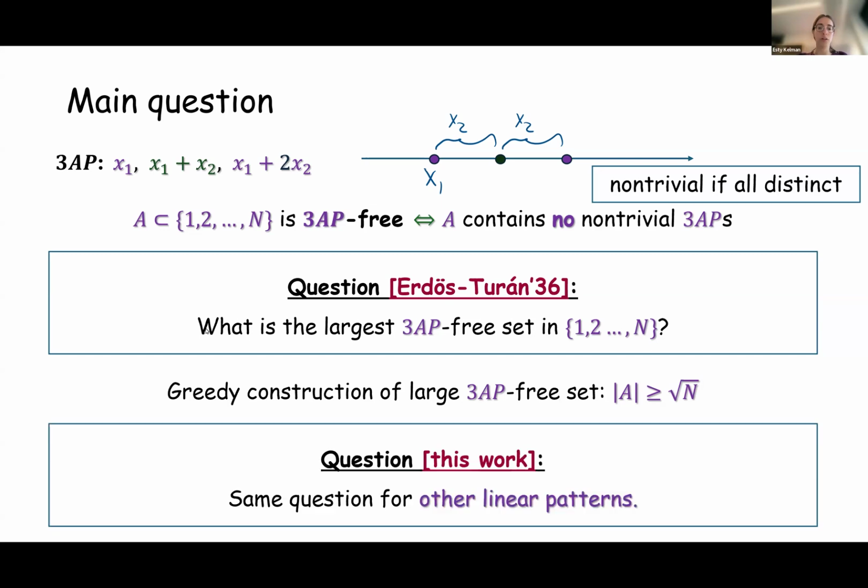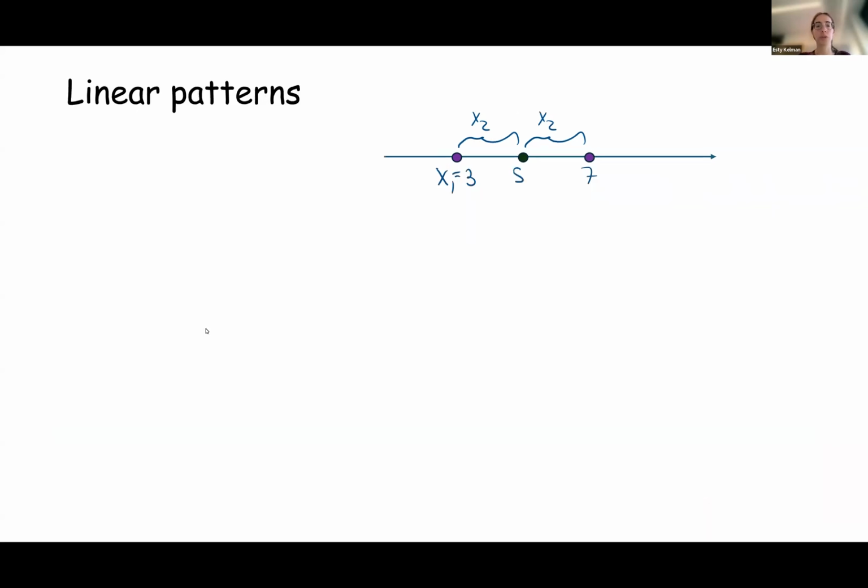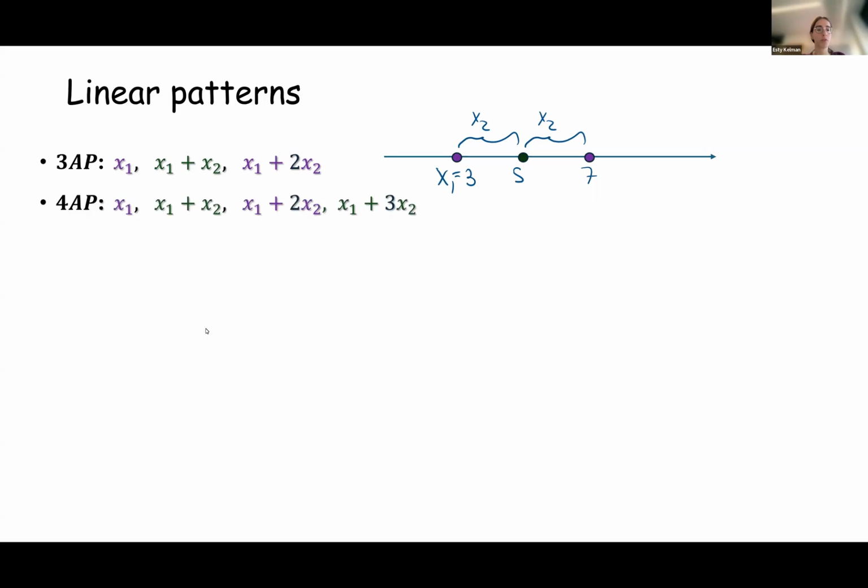In this work, we focus on generalizing the Erdős-Turán question to other linear patterns rather than 3AP. So what other linear patterns could we consider? This is the linear pattern of 3AP. We can think about longer arithmetic progressions. For example, for 4AP, we can add an additional linear form, x1 plus 3x2, representing the next point in the sequence.